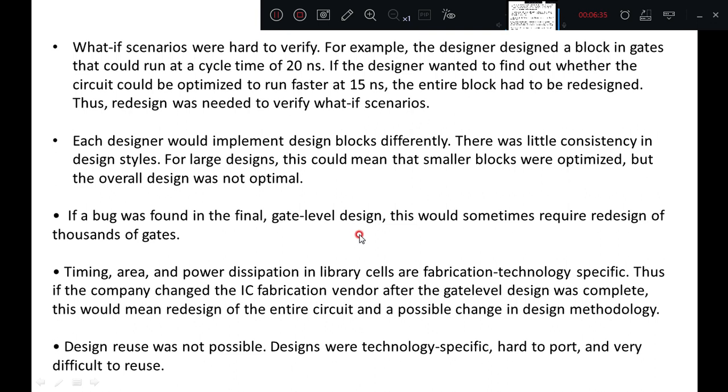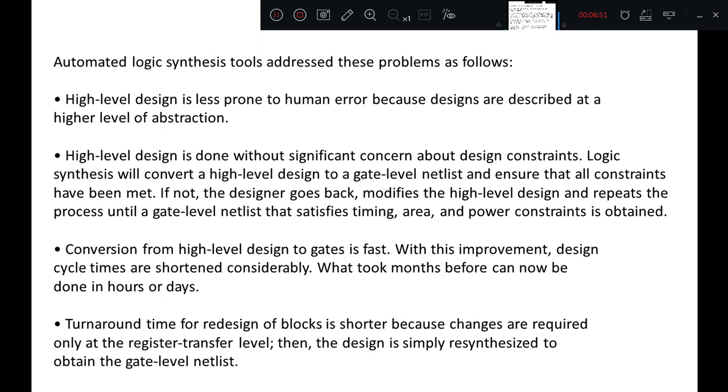Earlier means when computer aided tools were not available. At that time, these were done manually. Now, for logic synthesis, converting high level blocks to gates is done by automated tools. We'll see that scenario. Automated logic synthesis tools addressed these problems as follows.